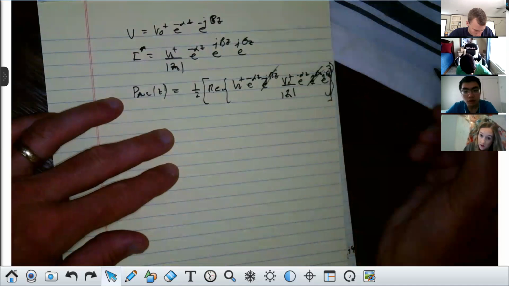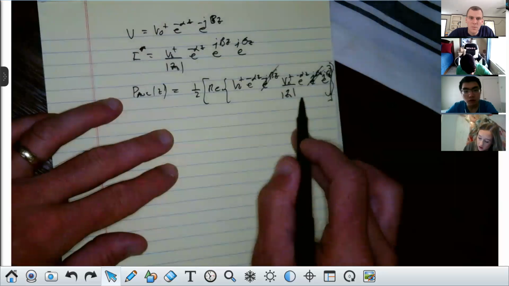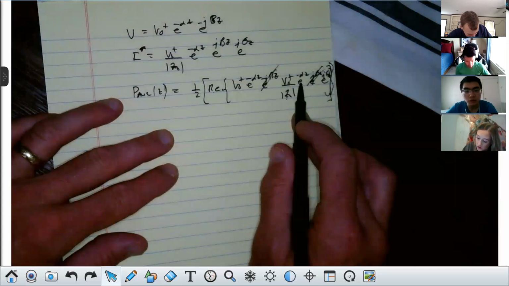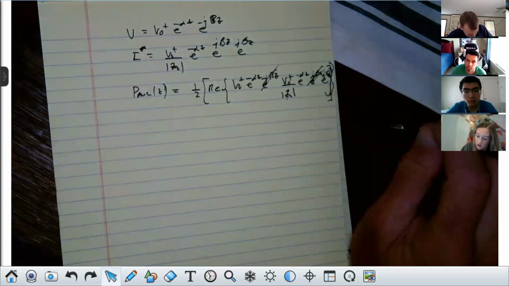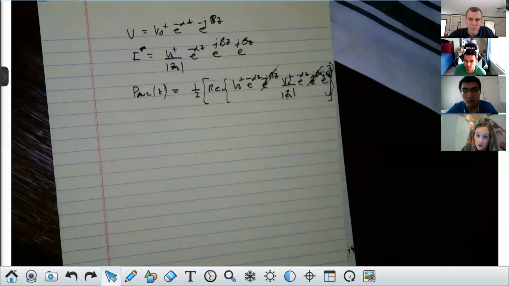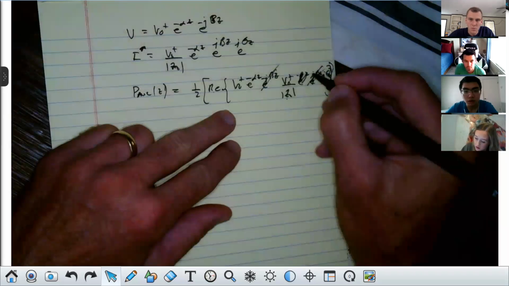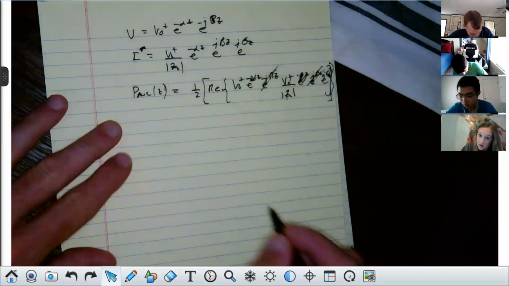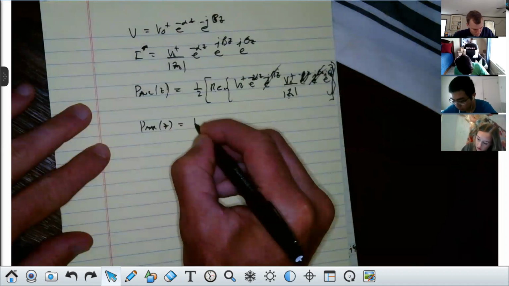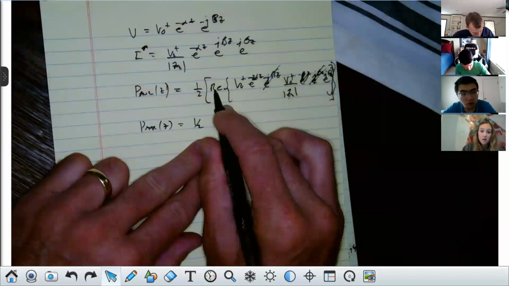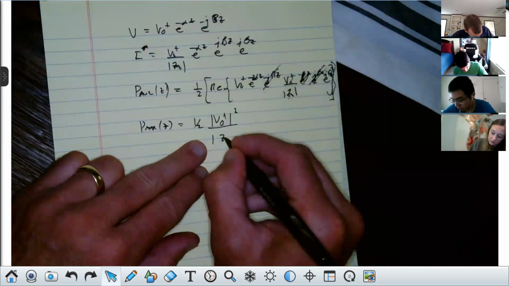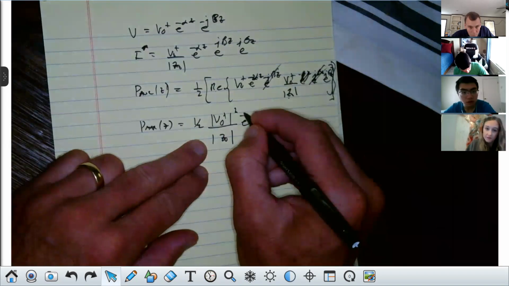Now, V naught is a strict real number, and magnitude of Z naught is a strict real number, and e to the minus alpha Z is also a strict real number. But what is e to the minus alpha Z times e to the minus alpha Z, class? E to the minus 2 alpha Z. That's right. So I'll get rid of one and just put a 2 there. Now I can say this whole thing, P av as a function of Z, is really equal to 1/2. Since it's the real part, these are all real numbers, so I can take V0 plus and square it. I can divide by magnitude of Z naught. Then I can take the e to the minus 2 alpha Z outside.